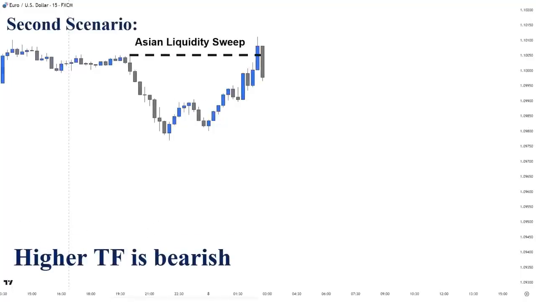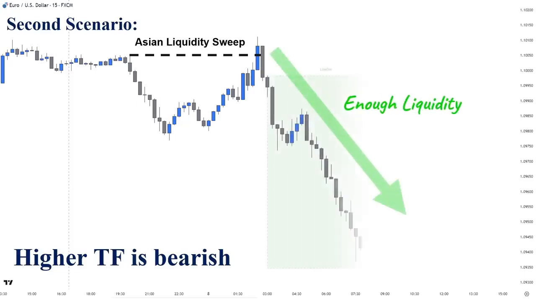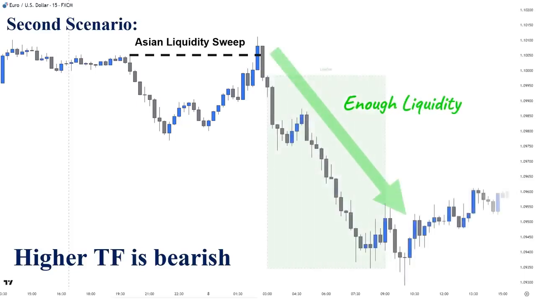Now, in the second scenario, the market has gathered enough liquidity before the London kill zone begins. So the price continues to move in the direction of the higher time frame. Once again, we can make optimal trading decisions by combining the higher time frame direction, key levels, and lower time frame confirmation.